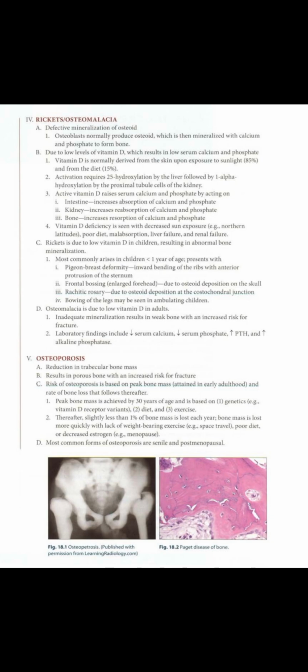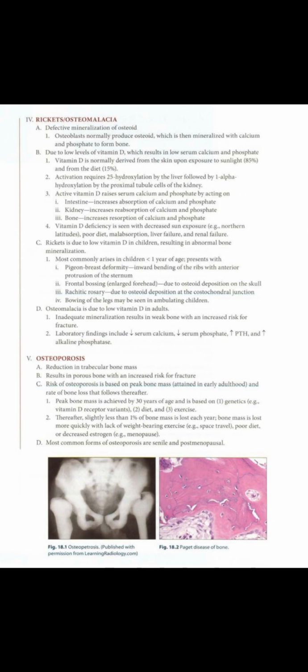Peak bone mass is achieved by 30 years of age and is based on number 1 genetics, for example vitamin D receptor variants, number 2 diet, and number 3 exercise. Thereafter, slightly less than 1% of bone mass is lost each year. Bone mass is lost more quickly with the lack of weight bearing exercise, for example, space travel, poor diet, or decreased estrogen, for example, menopause.